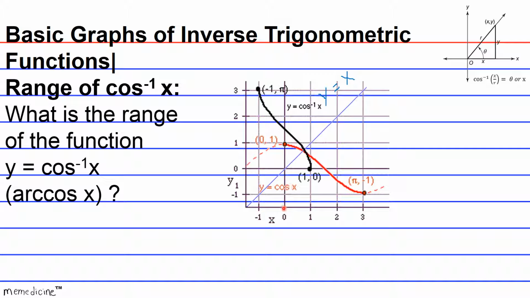We want to know what the range is, but ranges are generated from domains, domain meaning all the independent variables. So we see that our domain is -1 to 1, and our range is from 0 to pi. So essentially all we did was we inverted or switched the domain and range of y equals cosine of x to get the domain and range of y equals the inverse cosine of x. Okay?